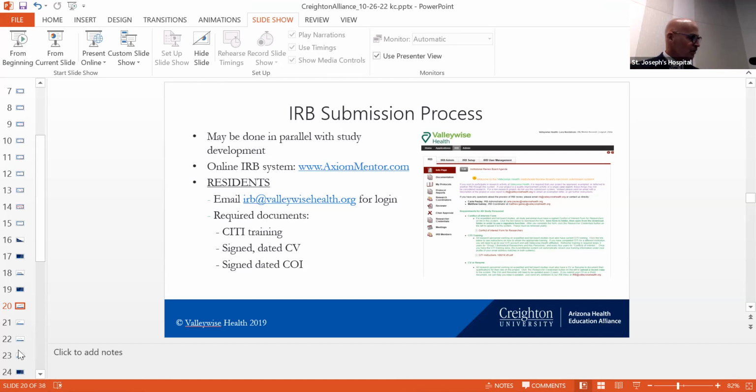So part of the process for getting approval, if we back up a little bit, if you're at Valleywise, you get on Axiom Mentor. You can email the IRB at the email address here, just irb@valleywisehealth.org, and they will give you approval to get on Axiom Mentor. Axiom Mentor is the software package that Valleywise uses to track projects as they go through the IRB approval process. Dignity uses iMedris. So difference in software, but the principle is the same. Each site has a software package that they use for tracking projects through approval.